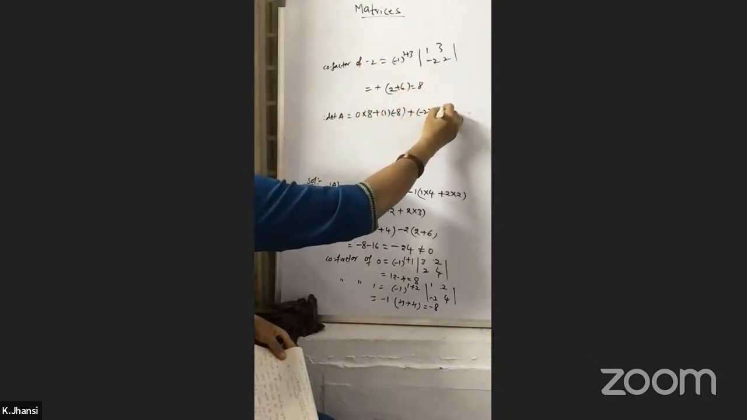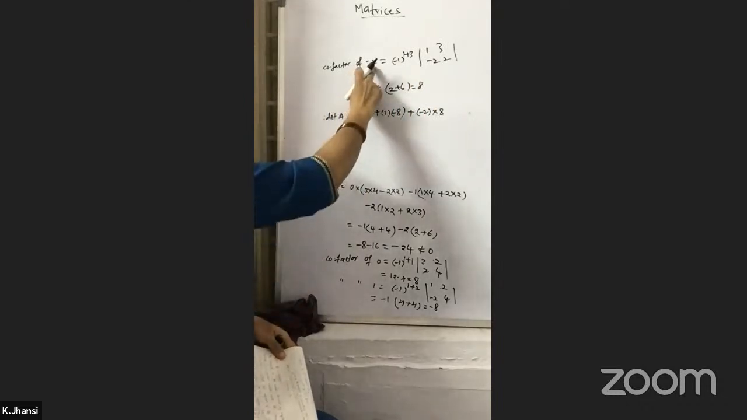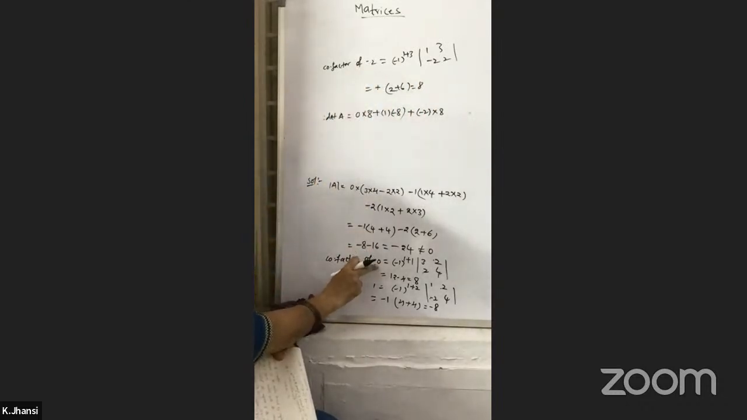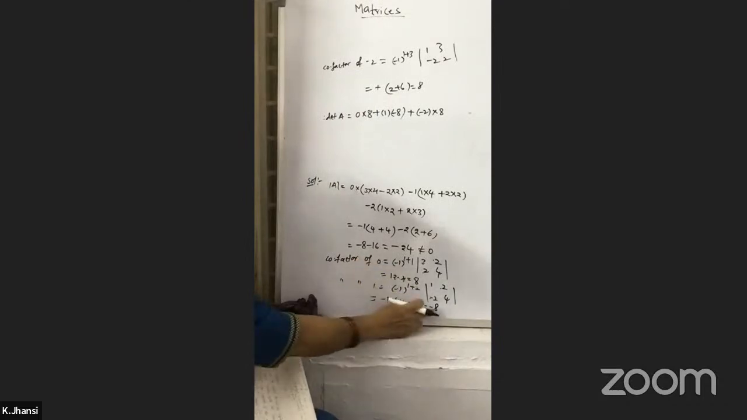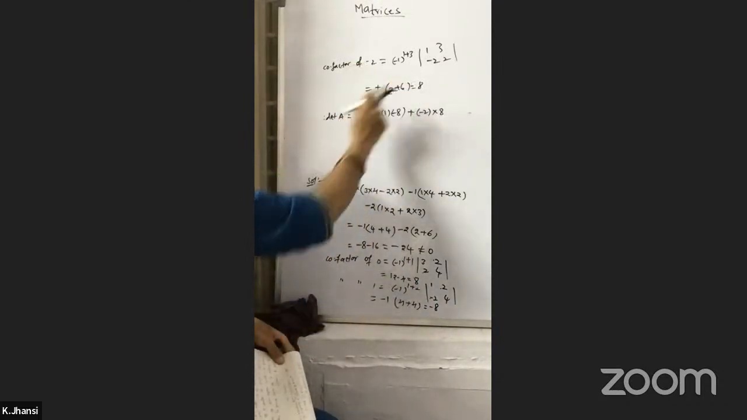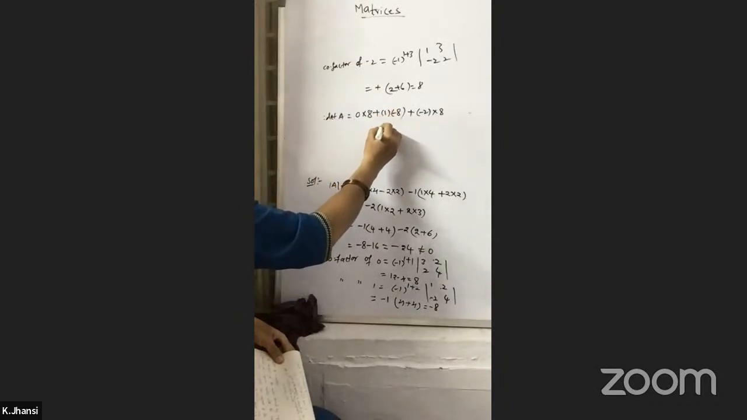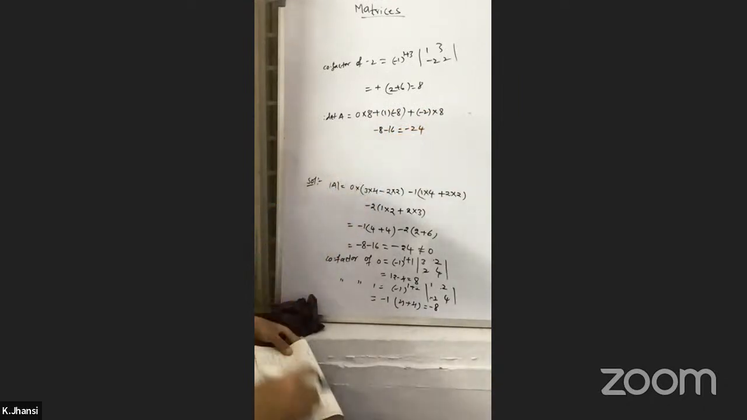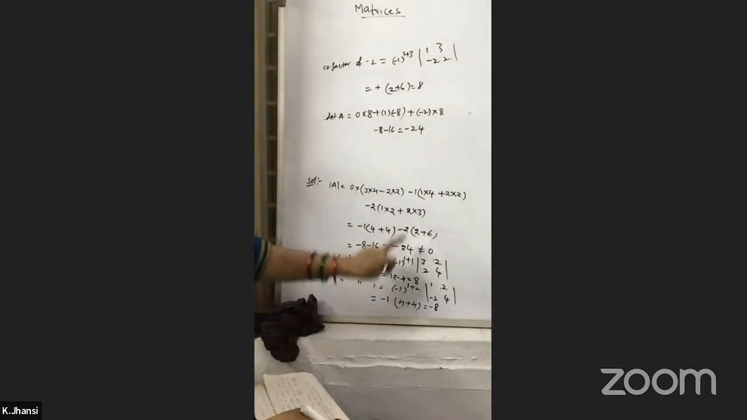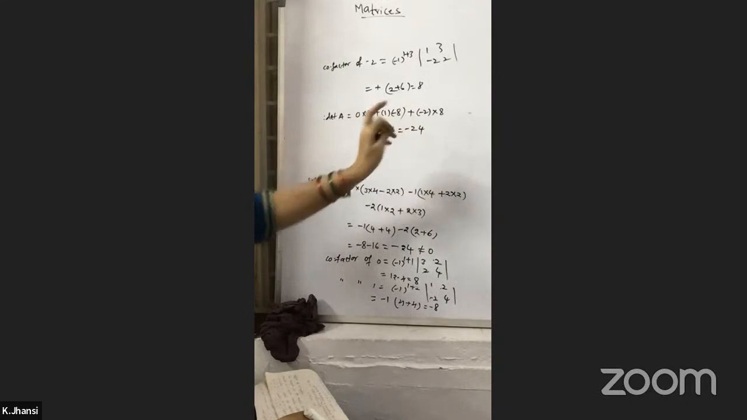We got 8 here as the answer. Whatever value you are finding, multiply it in: 0 into 8, 1 into minus 8, minus 2 into 8. So this is minus 8 and this is minus 16, which equals minus 24. It's the same answer we got earlier. Here also minus 24.